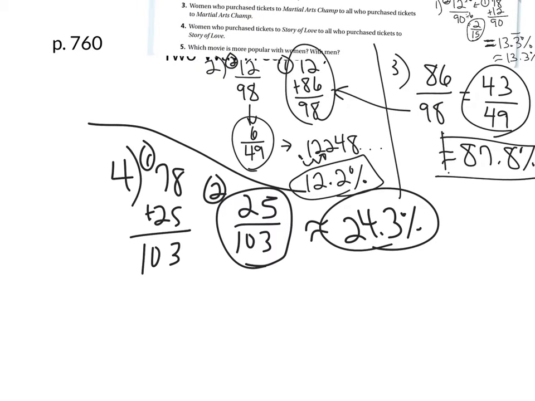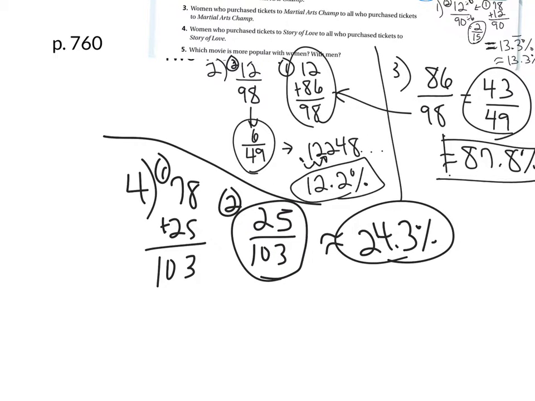Okay, and then number 5 just asks which movie is more popular with women and with men. You can just look at this from the numbers on the table, really, without doing all the figuring here. We can see that more popular with the women is Martial Arts Champ, and more popular with the men is Story of Love.